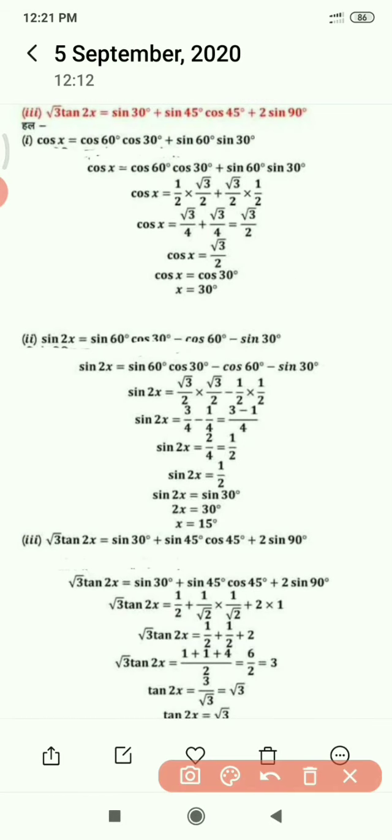Today in math class, we are discussing the topic of the trigonometric table. In the previous class, we discussed only separate values for trigonometric ratios. Today, we discuss various types of trigonometric problems.